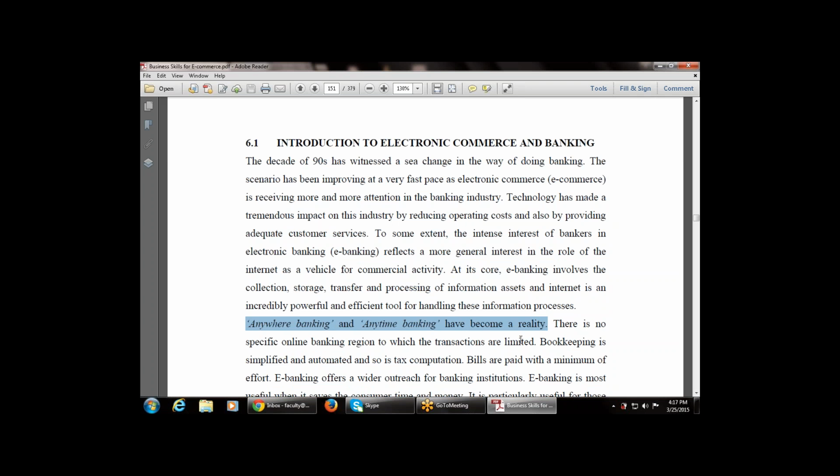This is one of the important lines: anywhere banking and anytime banking have become a reality. Nowadays most people use it online, so they can do the banking online at any time, at anywhere. There is no specific area that I have to go to in order to make the transaction. You can make the transactions and use the banking services online anywhere, anytime.